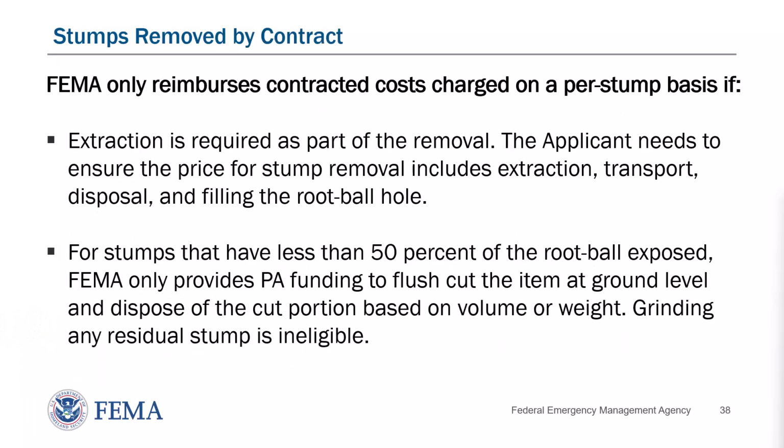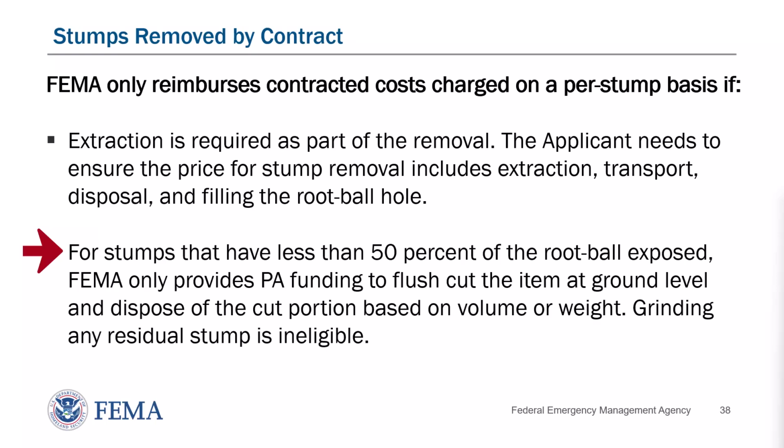Stumps removed by contract. FEMA only reimburses contracted costs charged on a per-stump basis if extraction is required as part of the removal. The applicant needs to ensure the price of stump removal includes extraction, transportation, disposal, and filling the root ball hole. If you prefer to use force account labor to fill the hole, coordinate effectively with your contractor to avoid redundant cost. Make sure that the material used to fill the root ball is logged correctly. Where was this material obtained? What is the material made of? EHP may want to know what type of dirt was used and where it was from.